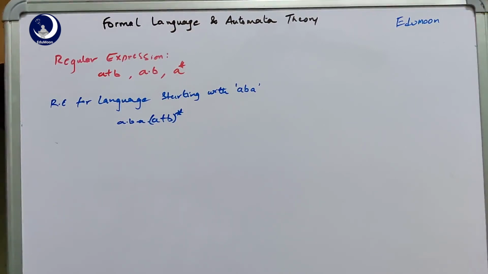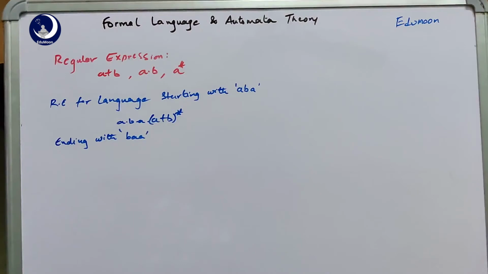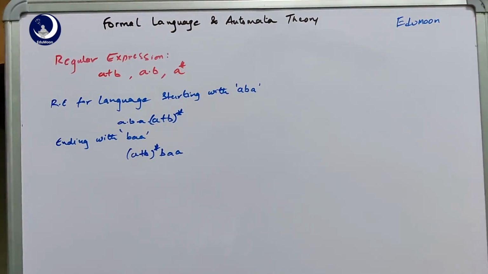As a second example, we shall take a regular expression for a language that is ending with something like baa. It is almost similar here. So we write the regular expression for a language where the strings end with baa. Here (a+b)* will come before baa. So this is how we read the expression. When all possible strings are generated with (a+b)*, it should end with baa.